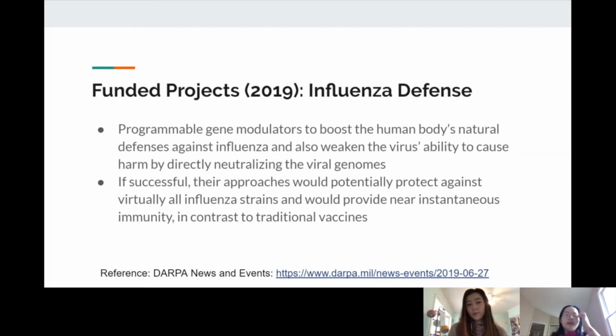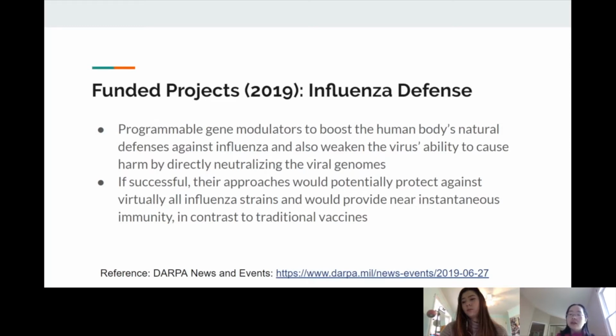So let's take a look at the funded projects in 2019 for this program. The first is for influenza defense. What this program aims to do is to create programmable gene modulators to boost the human body's natural defenses against influenza and also weaken the virus's ability to cause harm by directly neutralizing the viral genomes. If successful, these teams' approaches would potentially protect against virtually all influenza strains, those that occurred in the past or will occur in the future.